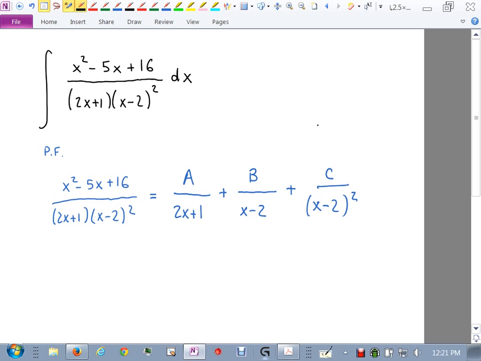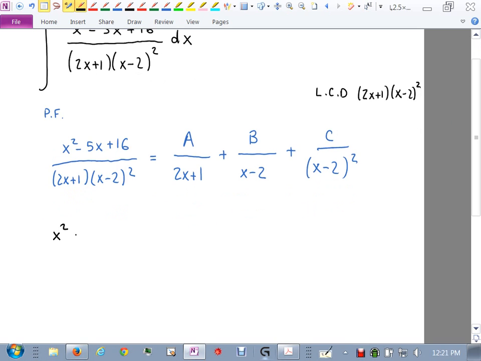What is the LCD, the least common denominator? What are you going to multiply everything by, both sides? It's that 2x plus 1 times x minus 2 squared, right? Just remember, this is what you're going to multiply everything by. So it cancels everything on the left, which leaves you with x squared minus 5x plus 16. On the right, though, just be careful here. When you multiply this LCD times this, only the 2x plus 1 cancels, which leaves you with what? A times x minus 2, but squared.